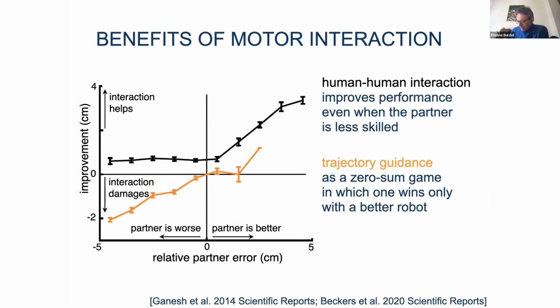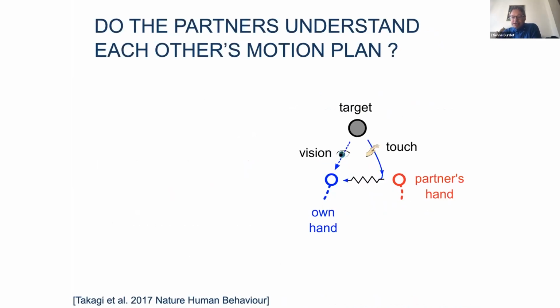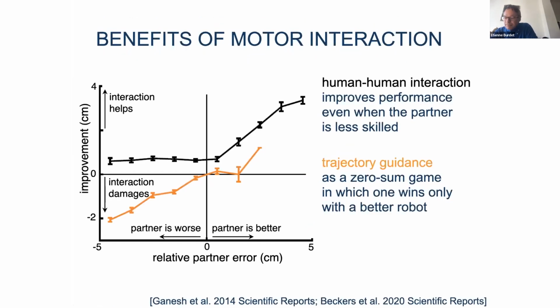the strange and surprising result is that actually you also improve when you interact with a worse partner. So this is on the left. So in every case, you can improve with the partner, whether the partner is better or even if the partner is worse.